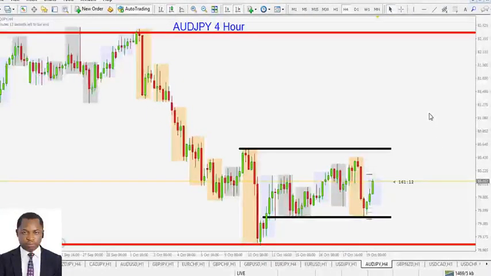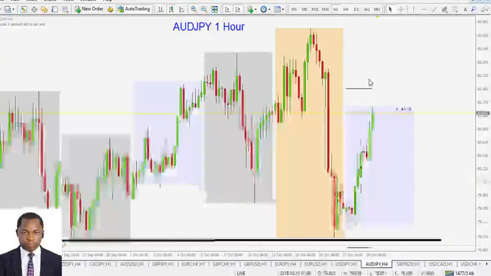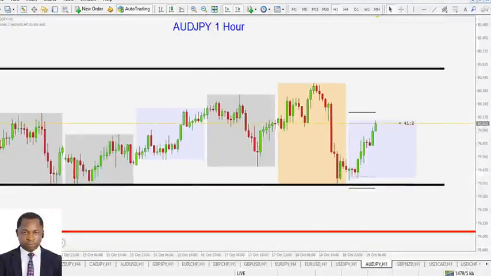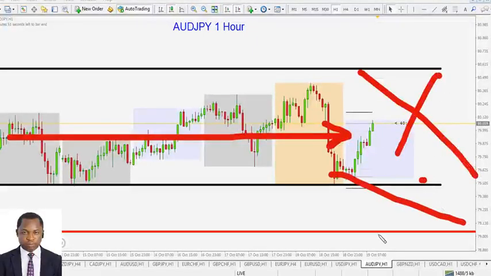The Australian dollar against the Japanese yen. Again, here the entire week, just nothing for us. You can see the sideways price behavior. So anyway, not your fault, not my fault.